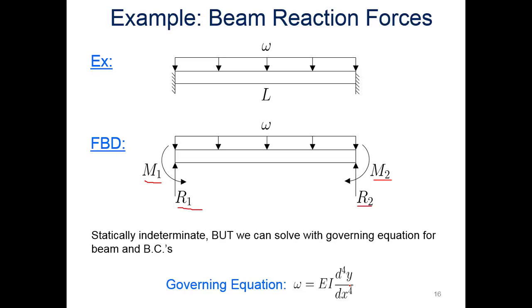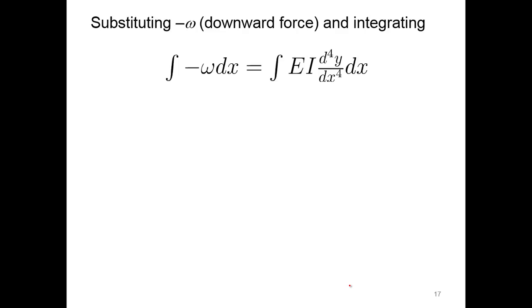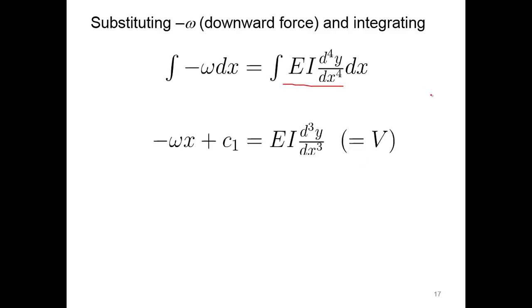Again, we already talked about the different equations that we can have for beams. All right, let's get into this. We're going to integrate. We're going to say it's negative omega because it's a downward force, and we're going to integrate the equation that we have for omega with respect to x.